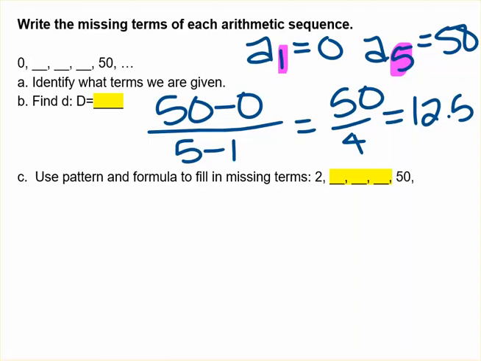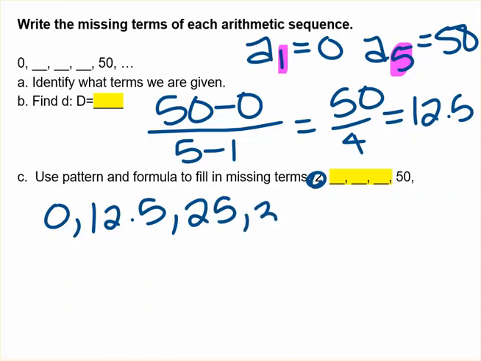Then we can use that to finish off our pattern and find those missing numbers. So we should be able to add 12.5 each time and end up with the correct pattern. So we started at 0. Then our next term would be 12.5. Add 12.5 again. Add 12.5 again. Add 12.5 again. And yes, we ended up at 50. Those were our missing terms.